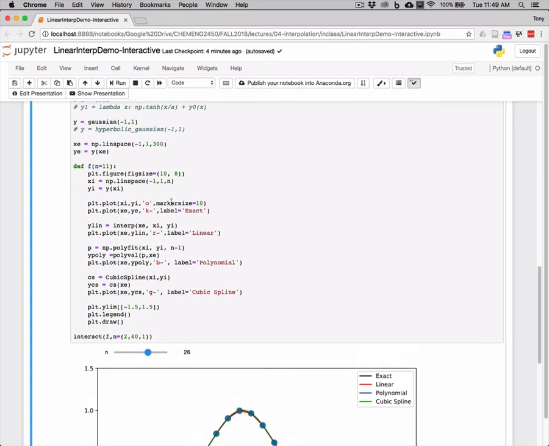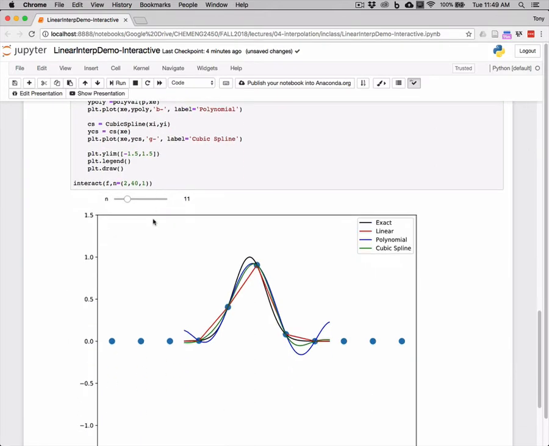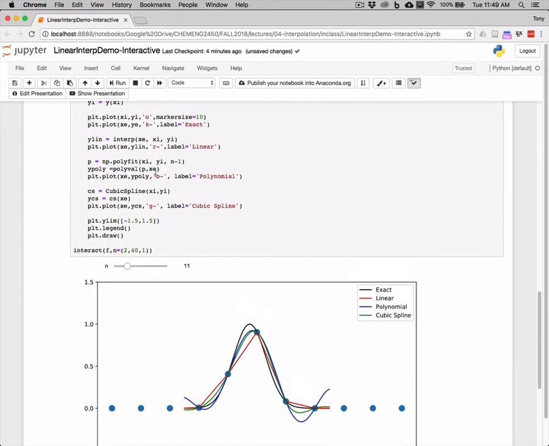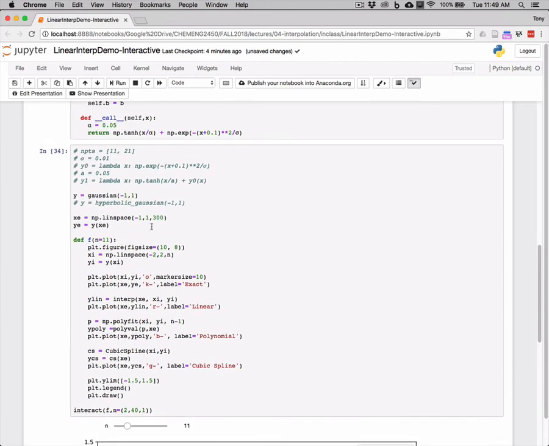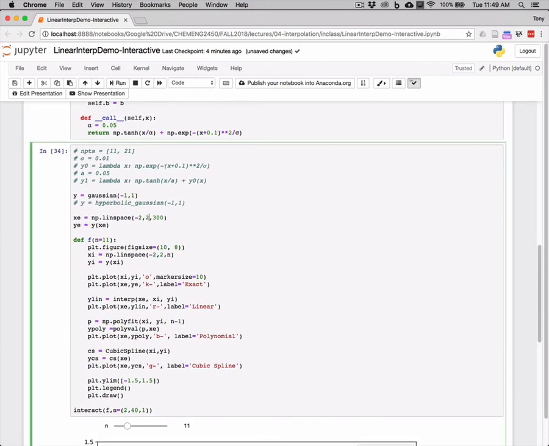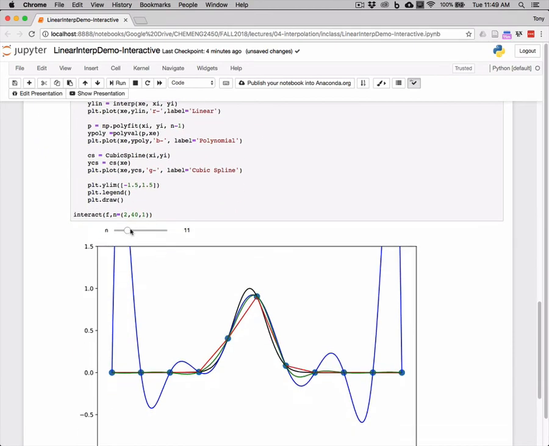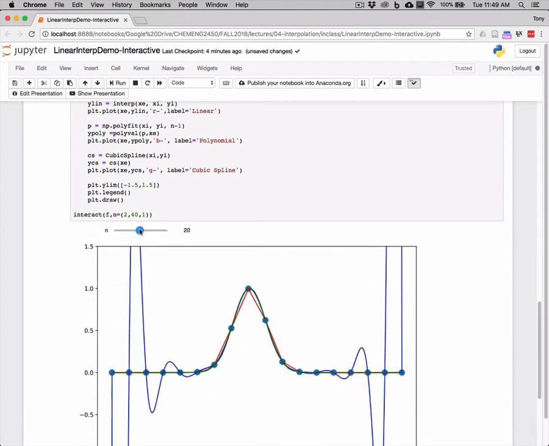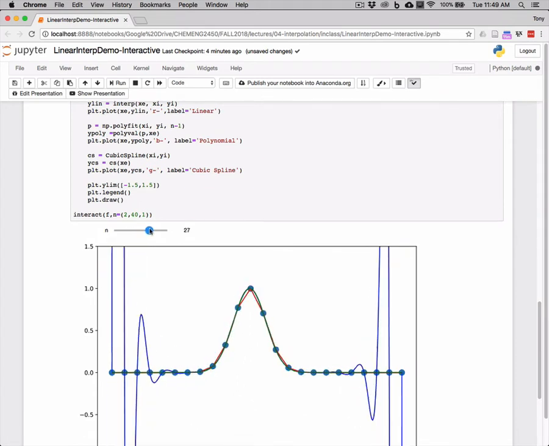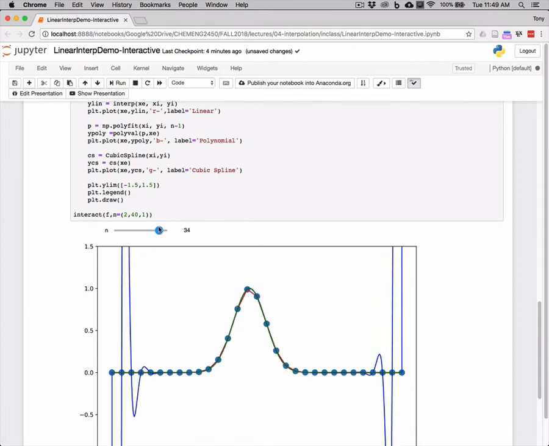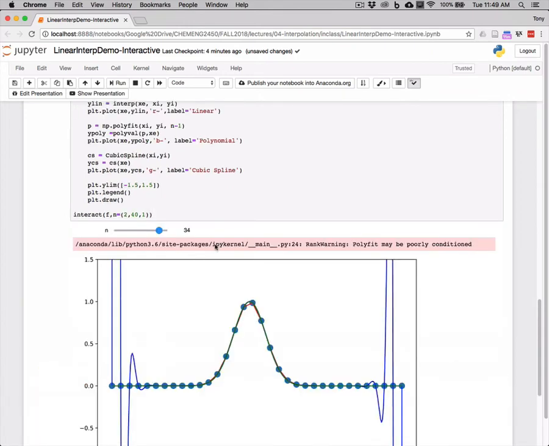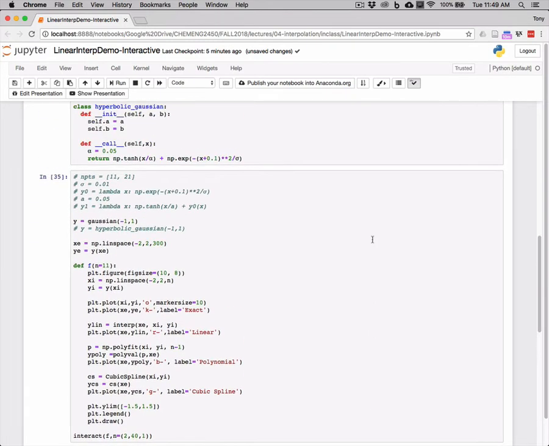So let me see if I can reproduce that. Let's go from -2 to 2, and then do this again. And hold on. So -2 to 2. Okay. See the polynomial. Look at the polynomial. It's really bad. Okay? And then you get this warning that polyfit may be poorly conditioned, right? Which we saw last time.